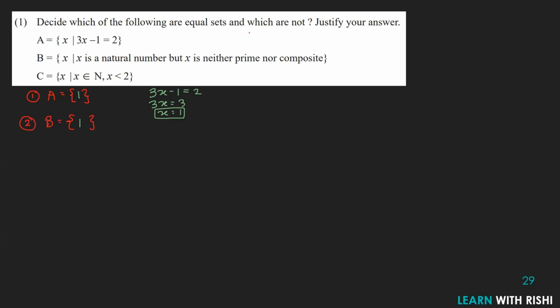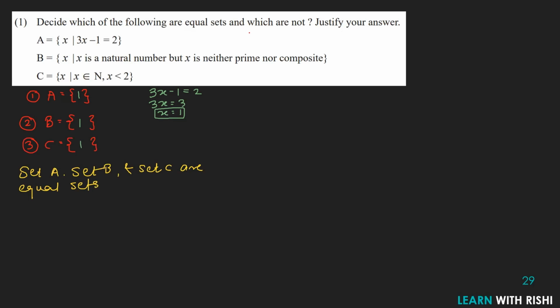Set C. Set of all x such that x belongs to natural numbers and x is less than 2. X is less than 2 and natural numbers start from 1. So which number is less than 2? 1. So our set C, the element becomes 1. Now from these three sets, what conclusion can we have? We can say that set A, set B, and set C are equal sets.